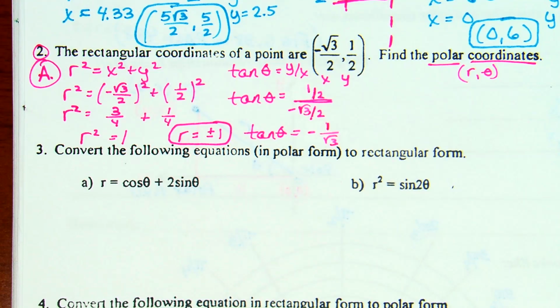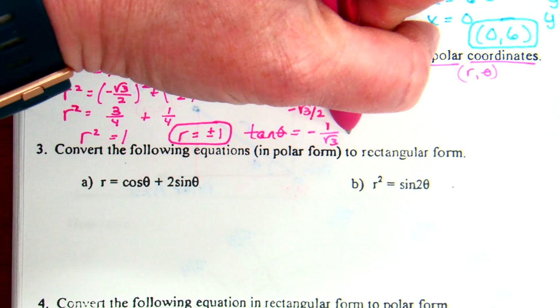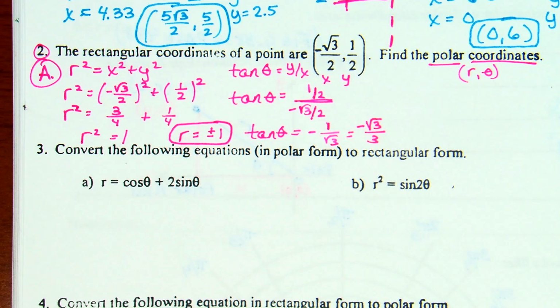Do me a favor, though. What's another form for negative 1 over square root of 3? Not just square root of 3. Negative square root of 3 over 3. Because if we rationalize this, and you multiply by square root of 3 in the denominator and in the numerator, you end up with square root of 3 over 3. Now, the question becomes, when does tangent equal negative square root of 3 over 3?